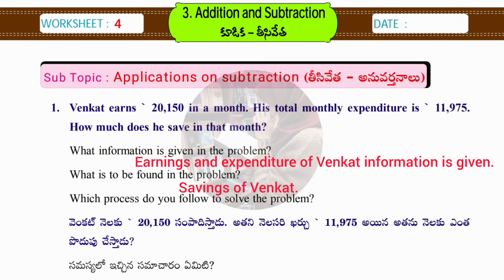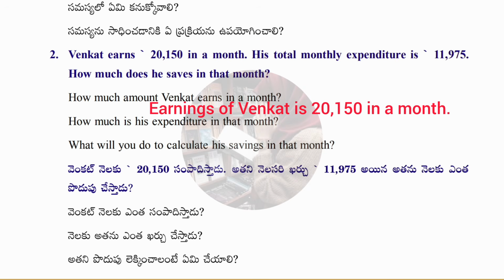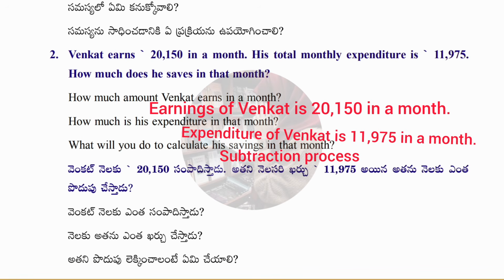Next one, which process do you follow to solve the problem? Of course, we have to follow the subtraction. Then only we will get the answer. Okay, understood? Now we'll see the next question of this particular question itself. Same question is given but different questions are asked. Let's see how much amount Venkat earns in a month. Earnings of Venkat is 20,150.